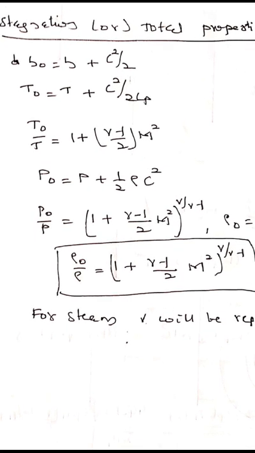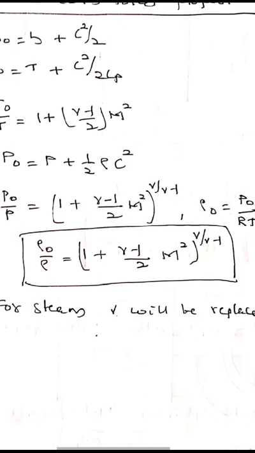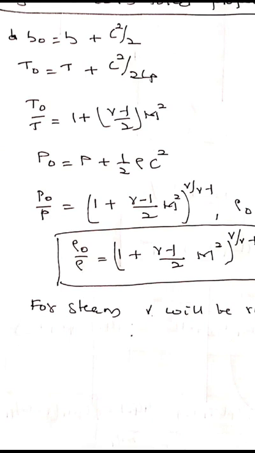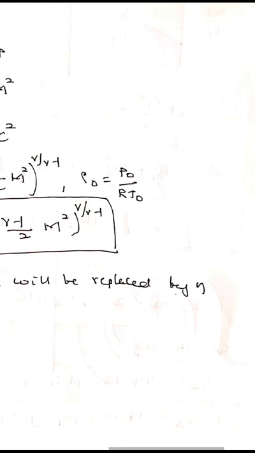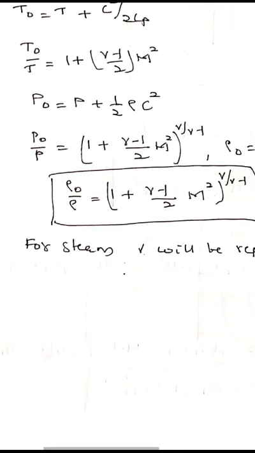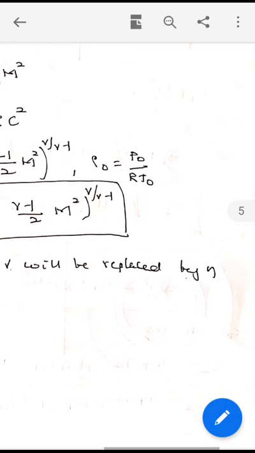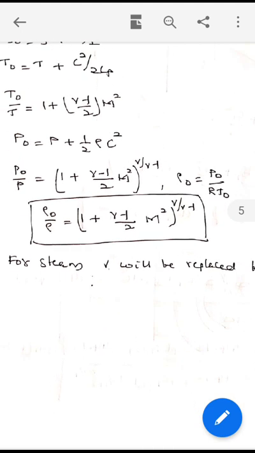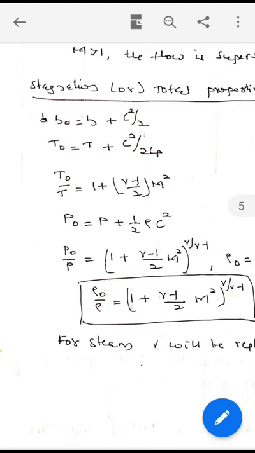Similarly, T0 equal to T plus C square by 2 Cp for an ideal gas. T0 by T equal to 1 plus (gamma minus 1) by 2 M square. Then P0 equal to P plus 1 by 2 rho C square. P0 by P equal to [1 plus (gamma minus 1) by 2 M square] raised to gamma by gamma minus 1. Then rho0 by rho equal to [1 plus (gamma minus 1) by 2 M square] raised to 1 by gamma minus 1. These are some of the relations between static properties and the stagnation properties.